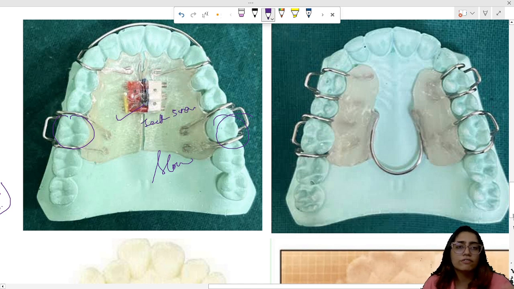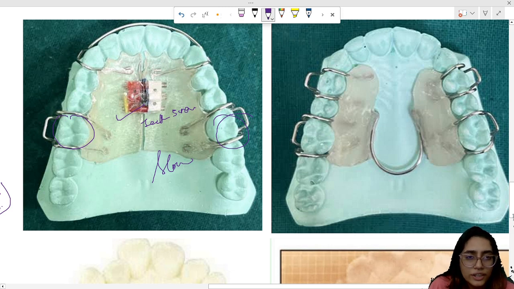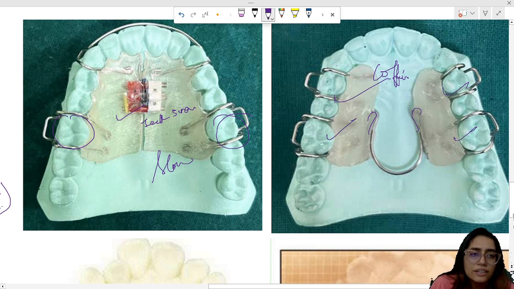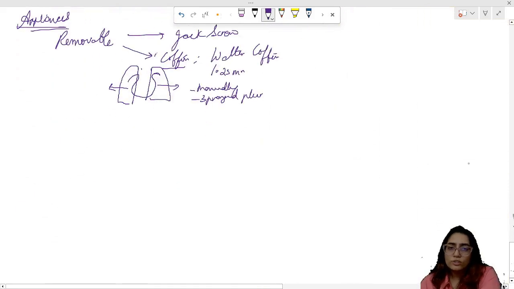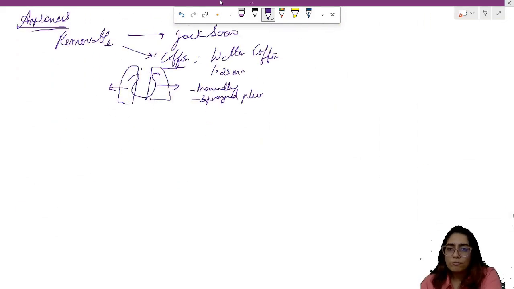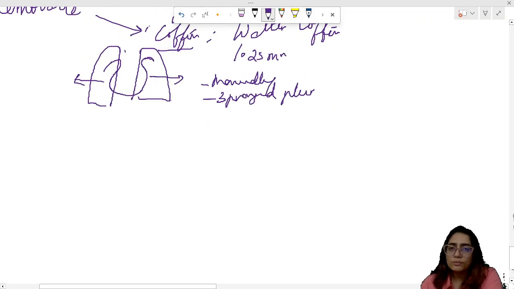This second figure is about the coffin spring given by Walter Coffin. So you can see this omega shaped loop in the center. We have clasps for retention. These can be pulled manually. So this is the second device, second removable device, which is used for slow expansion. Right? Now let us come to the fixed appliances that have been used for slow expansion.